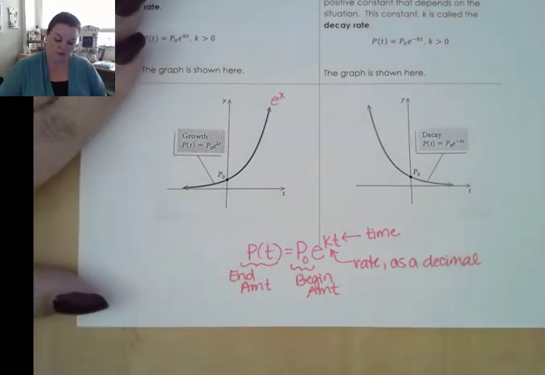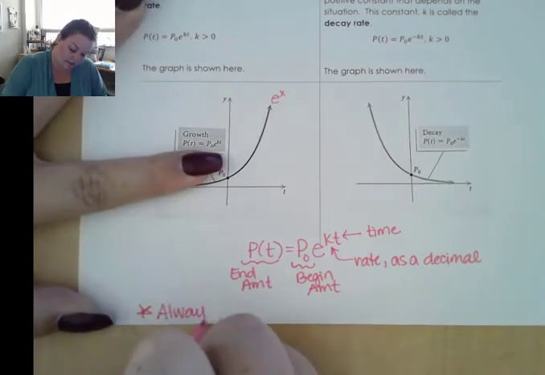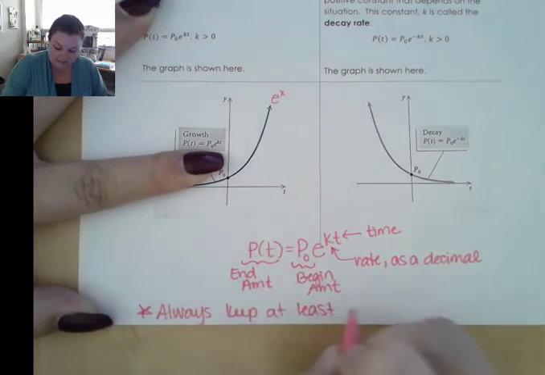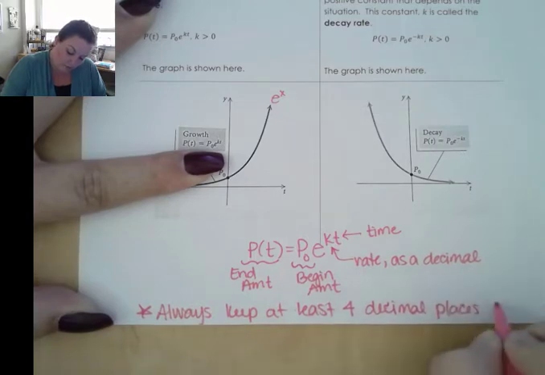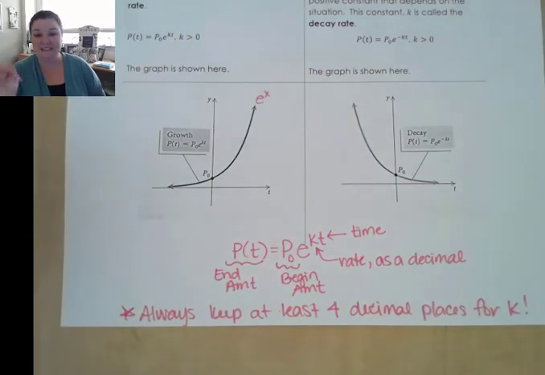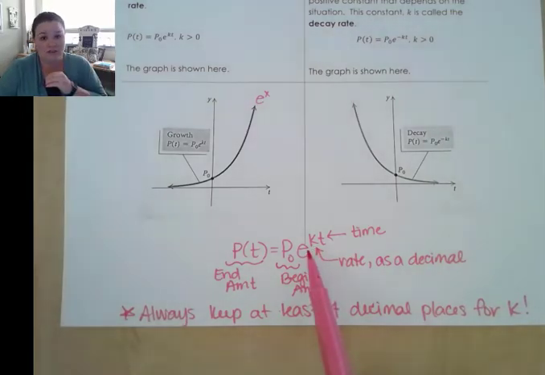One little special note that I would like to make here is that you always keep at least 4 decimal places for k. So when you're dealing with the rate, you always want to keep at least 4 decimal places. The reason is this rate needs to be very specific so that when we multiply this out, we're getting the most accurate answer. So a lot of times in my math lab, they may have you enter at least 4 or 6 decimal places sometimes. Most of the time it's 4.